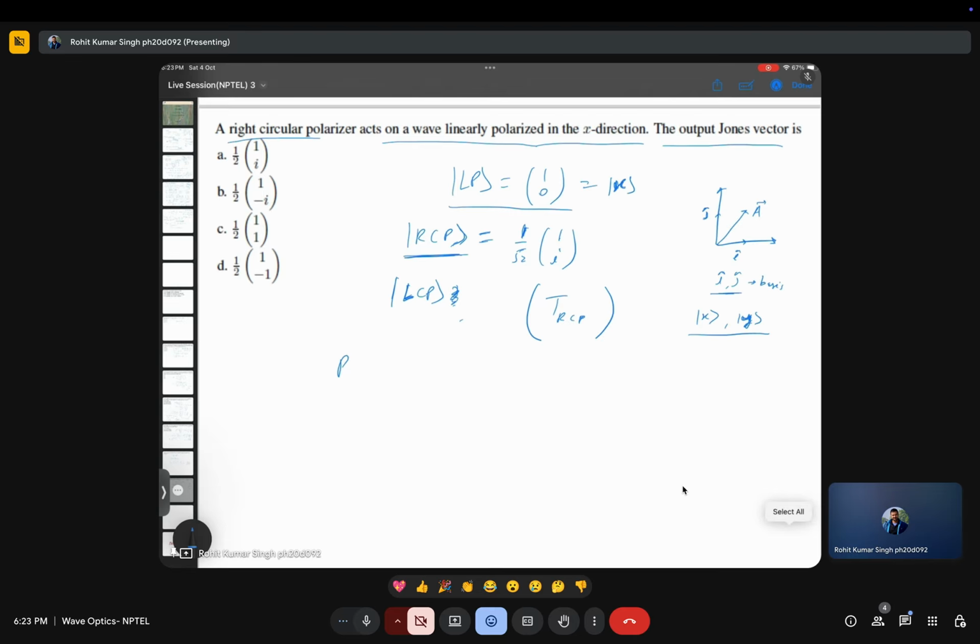For example, I will take a different set of bases in this direction and in this direction. I will call them i prime and j prime. I will use this basis. It is perfectly valid. It is a unit vector. Similarly, you can have RCP and LCP as your basis. It is a vector, so you can use them as a basis.